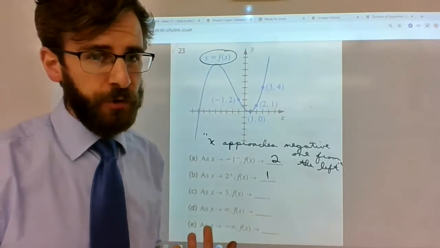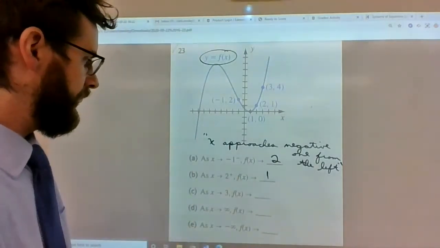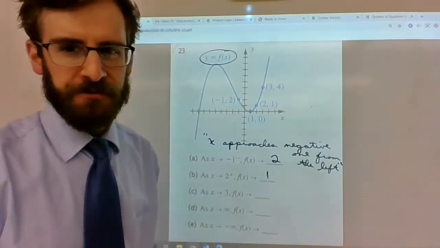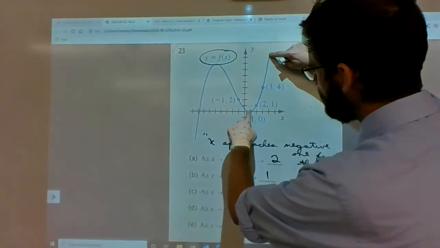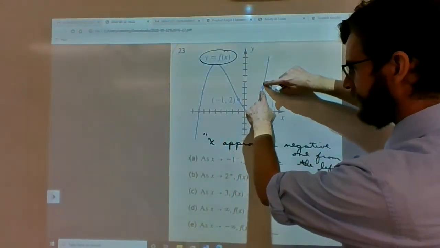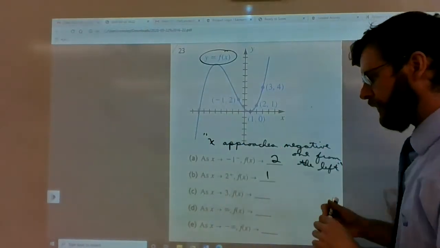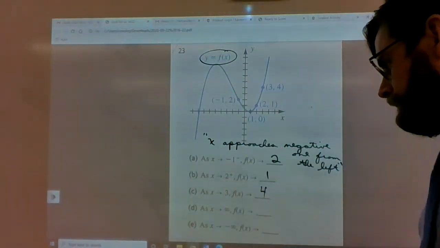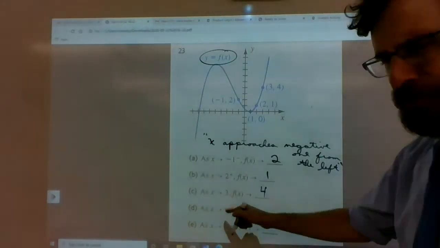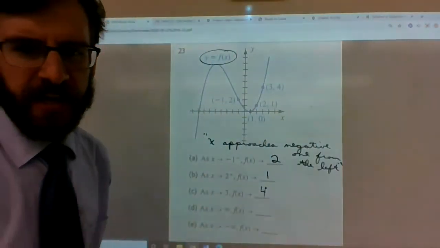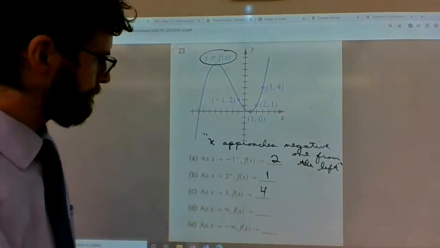Now let's say they don't give you a direction, from the left or the right. Pretty much in order for this function to exist on a good plane, you need to make sure they converge to the same spot. At 3, it's at y equals 4. And then these are a little bit trickier. They say, what's the value of f of x as x approaches infinity?